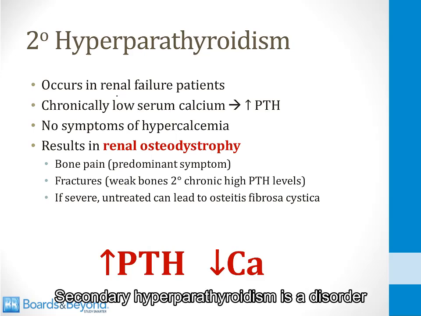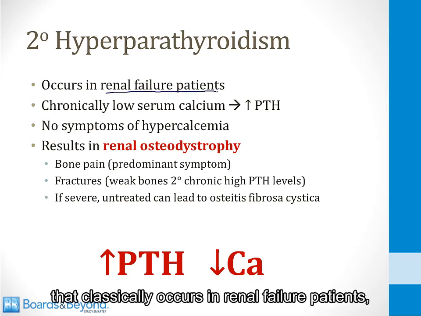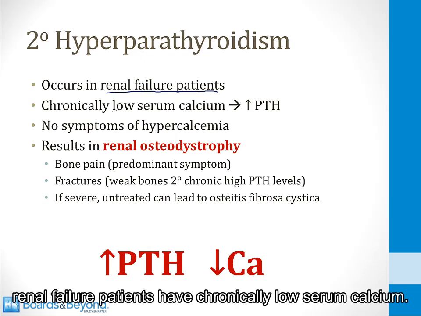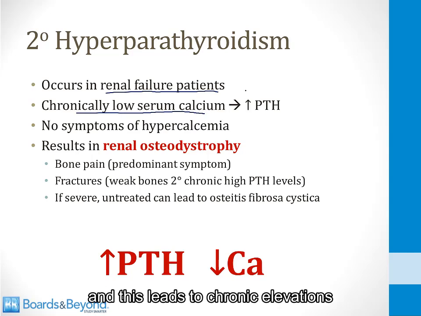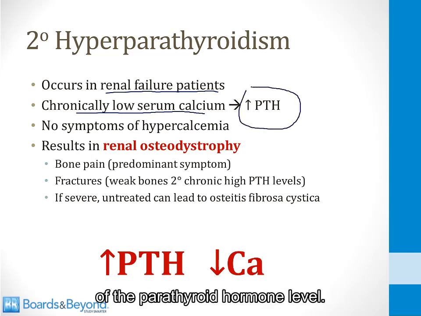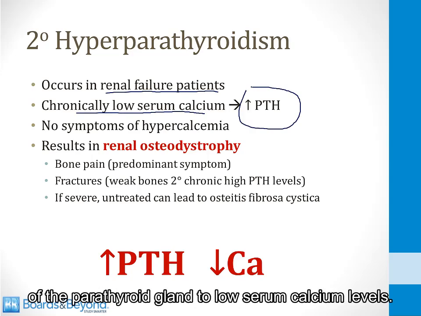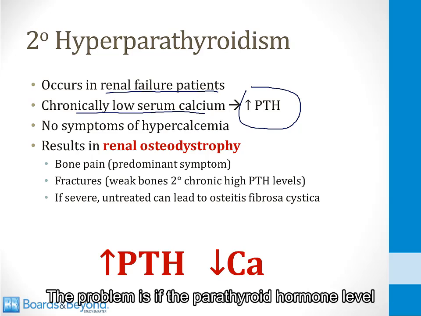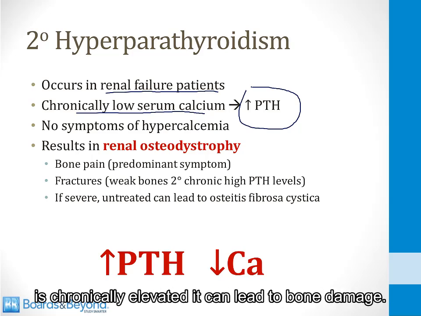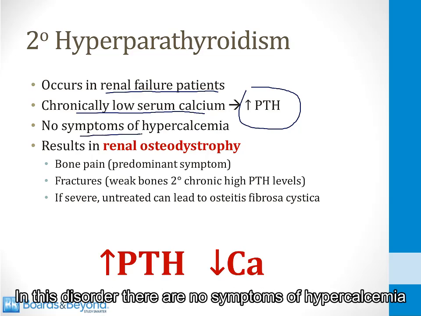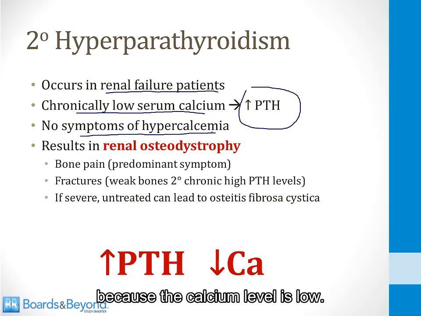Secondary hyperparathyroidism is a disorder that classically occurs in renal failure patients. Renal failure patients have chronically low serum calcium. We'll talk about why in a minute, and this leads to chronic elevations of the parathyroid hormone level. This is actually a normal response of the parathyroid gland to low serum calcium levels. The problem is, if the parathyroid hormone level is chronically elevated, it can lead to bone damage. In this disorder, there are no symptoms of hypercalcemia because the calcium level is low.